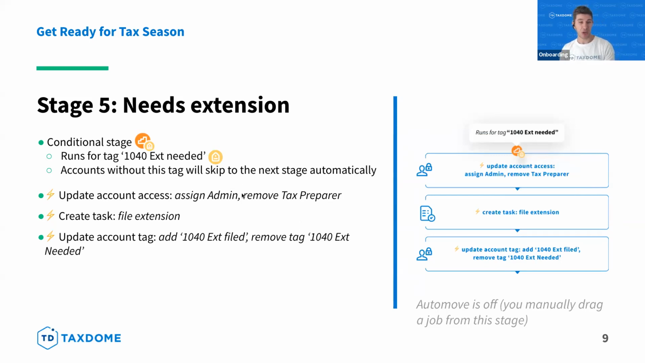And again, it would leave the preparer's workspace and go to the admin, because perhaps you want the admin to prepare the extensions. And the admin would be assigned a task to actually file the extension. And then finally, with the automation you can add a tag of extension filed so that you can easily see which clients you filed the extension for, and remove the tag of extension needed. So these are the conditional stages, which will be coming out soon for you.